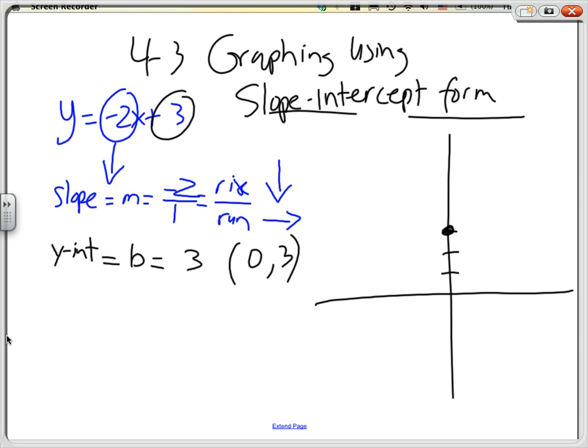How do I get to the second point? What does the slope tell me to do? Go down 2, so 1, 2, and run 1. So in this case, my second point is right here, isn't it? So technically, I can make the line at this point because I have 2 points.